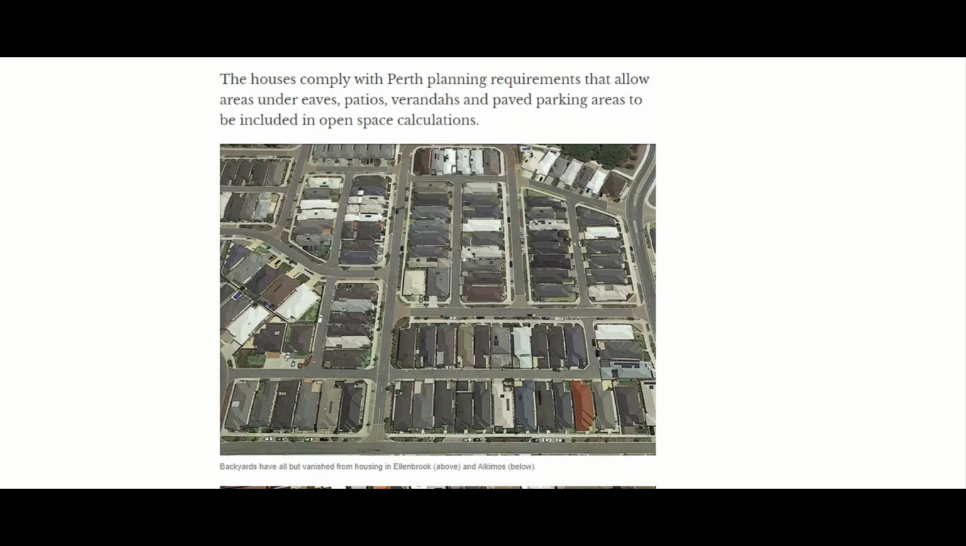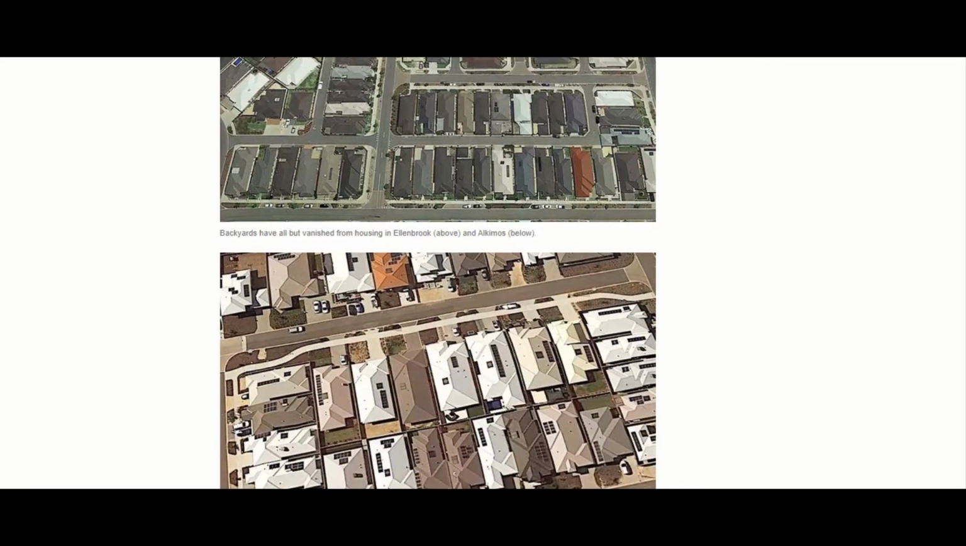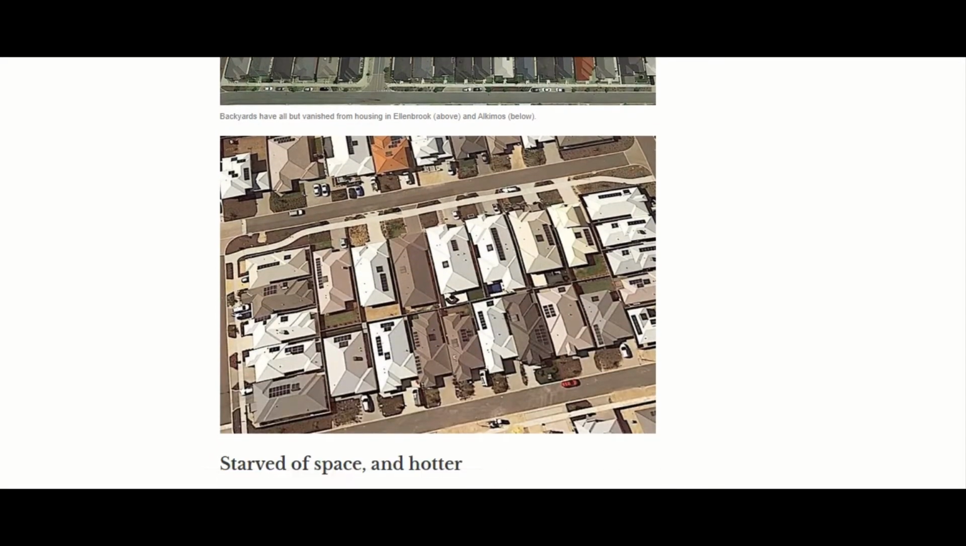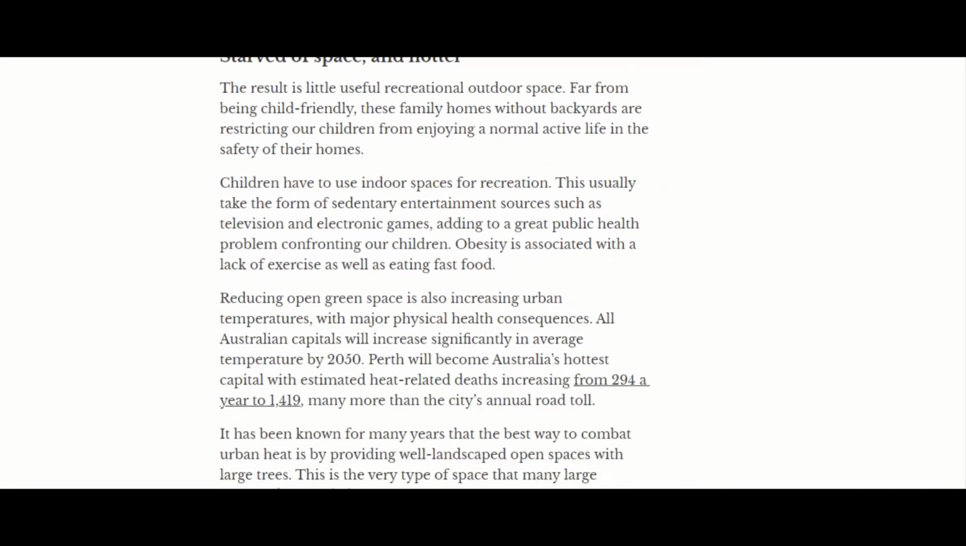So there you go, have a look at that. There's no backyard. That's Ellenbrook, and there's hardly any green space. The houses just go right up to the edges. A lot of solar panels though, that's great.